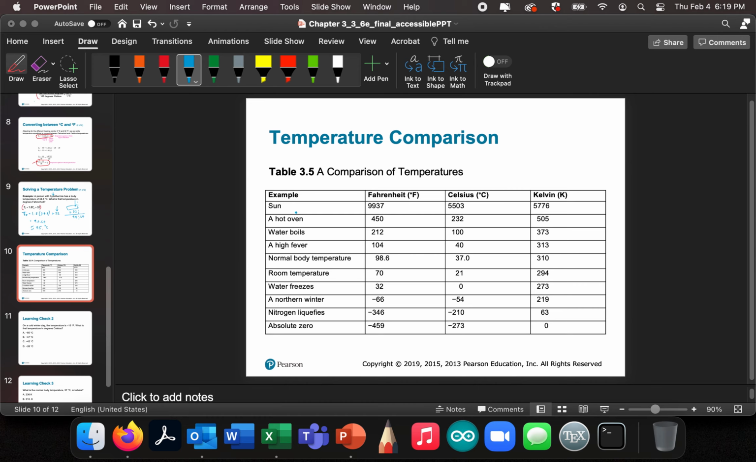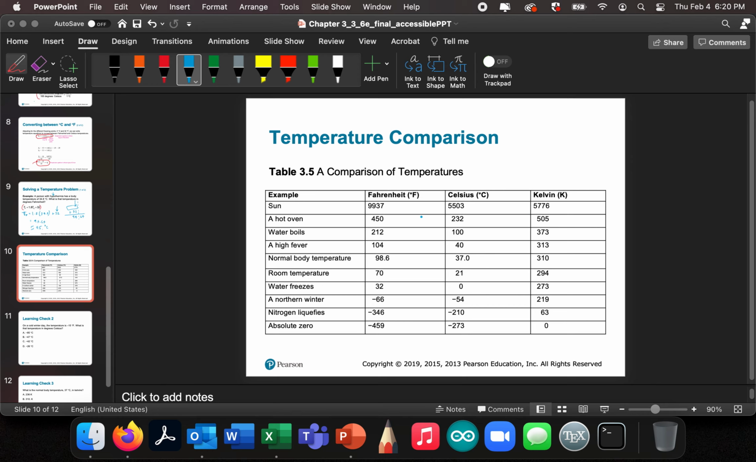All right, so let's look at some comparative temperatures. If we look at the sun, it's pretty hot. If you stand on the surface of the sun, you're going to get hurt. That's about 10,000 degrees Fahrenheit, or 5,000 degrees Celsius. It's the same temperature, and you can see it's about the same in kelvins.